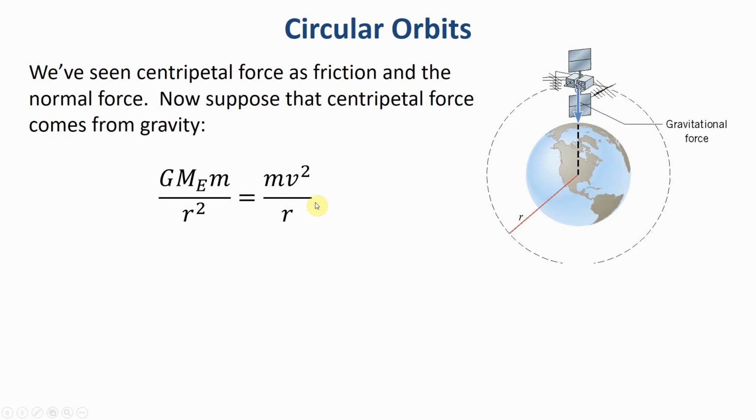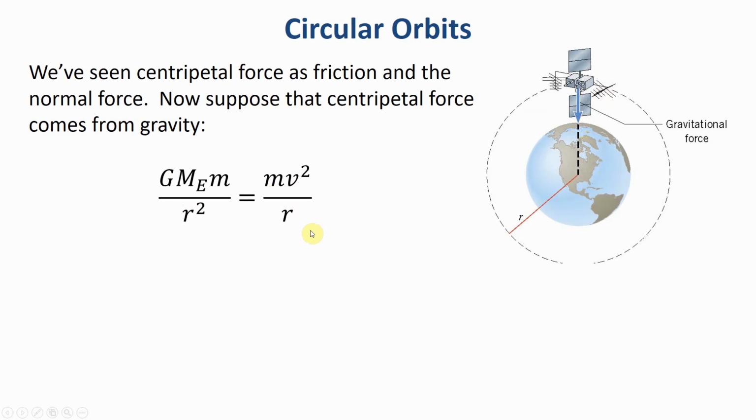Now just to recap, and I'll remind you of this again later on, this r needs to be the distance from the center of the Earth. So the r for my giant satellite here, that's roughly the size of North America, needs to be the radius of the Earth plus the distance above the Earth to get that right.